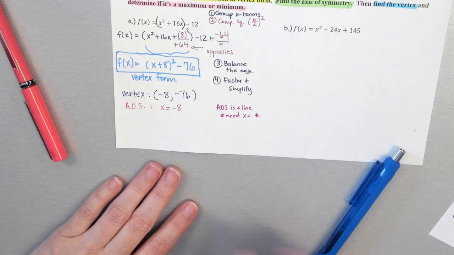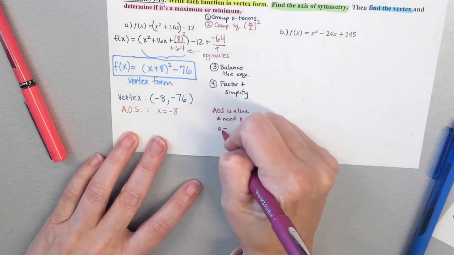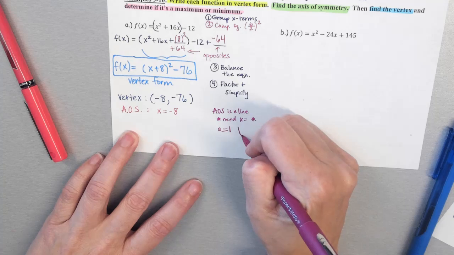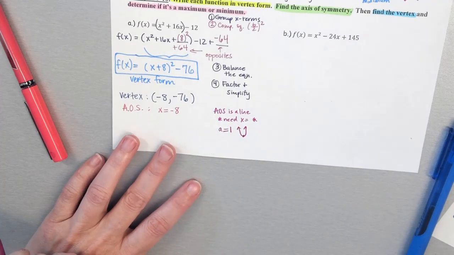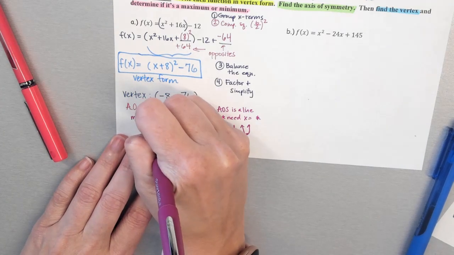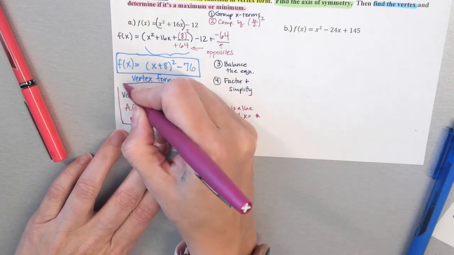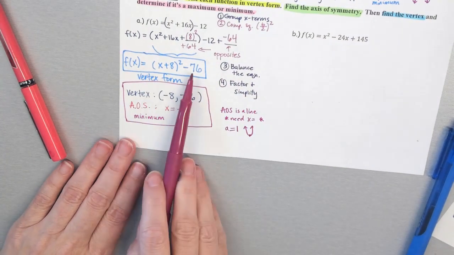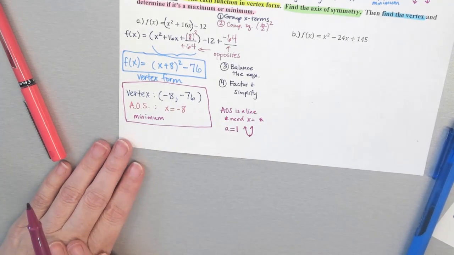And then the last thing they ask you is if it's a max or a min. Well, your A value is 1. So if your A value is 1, you have a parabola that opens upward, and that creates a minimum. Okay, so what we've boxed in, those are your final answers. You have your vertex form, your vertex, axis of symmetry, and your minimum.